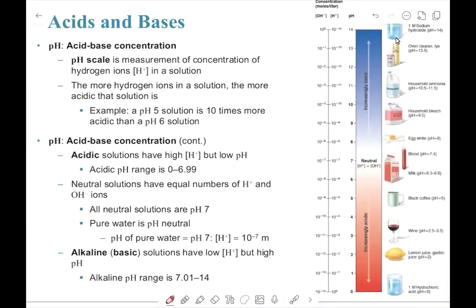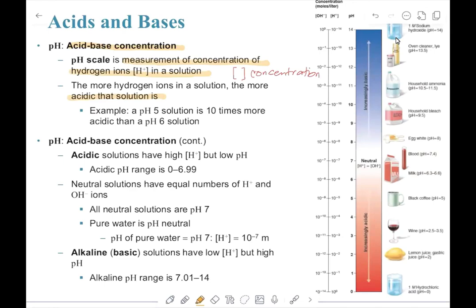When we talk about acids and bases, we have to consider the pH scale. And the pH scale is based on acid base concentration. So technically, the word pH means the power of hydrogen, and it's a measurement of the concentration of hydrogen ions in solution. The brackets that you see here mean concentration whenever you see that. So the more hydrogen ions that you have, the more acidic the solution is.